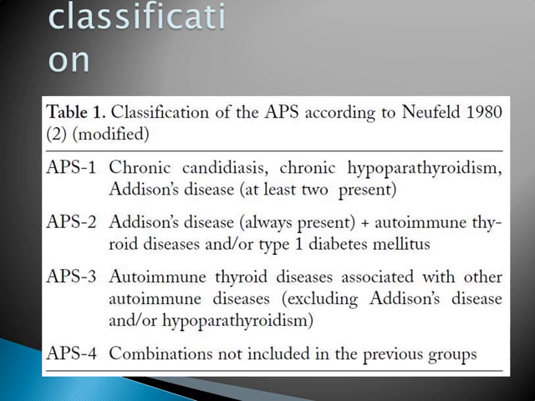In APS 1 you have chronic candidiasis, chronic hypoparathyroidism, and Addison's disease. So at least 2 must be present to label it as APS 1. In APS 2 you see Addison's disease, which is usually always present, or autoimmune thyroid disease and/or type 1 diabetes mellitus. In APS 3 you have autoimmune thyroid disease associated with other autoimmune diseases, excluding Addison's disease or hypoparathyroidism, which are present in the previous 2 types. Combinations not included in the previous groups are labeled as APS type 4.